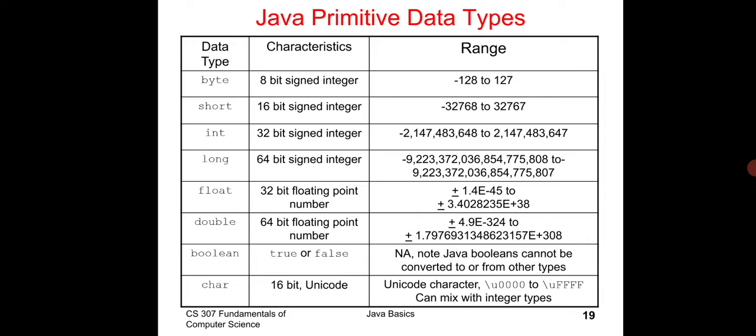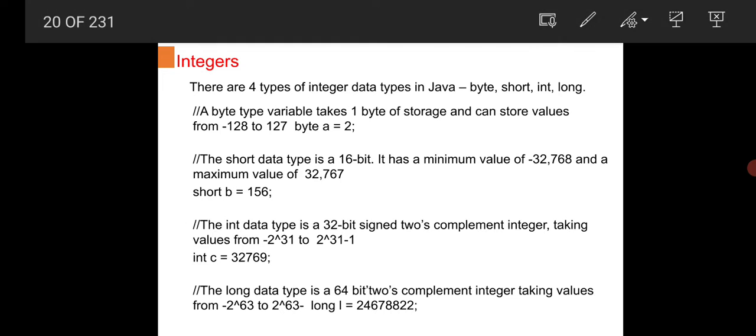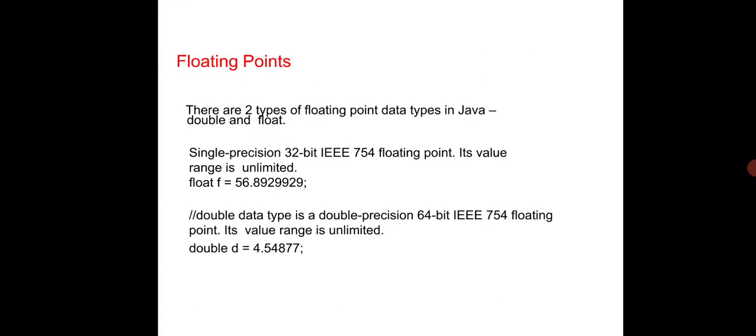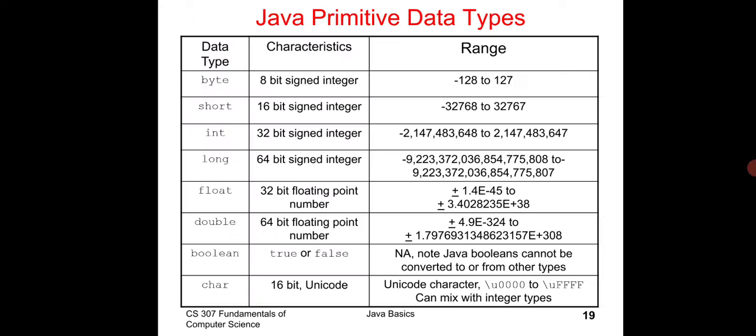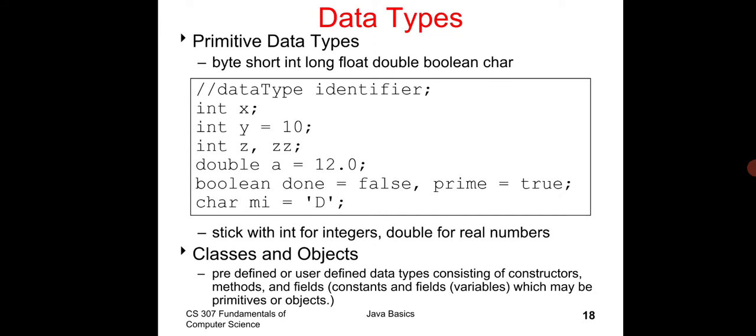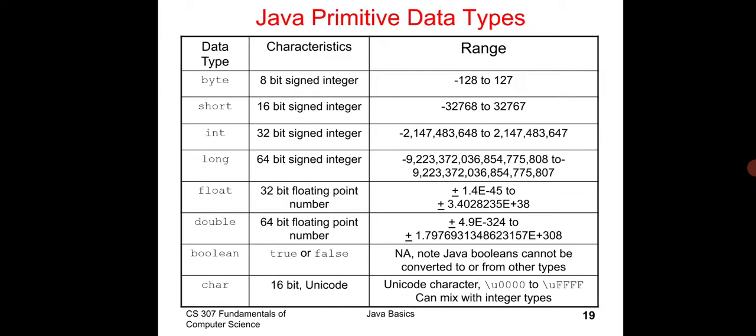Long is a 64-bit signed integer. Float is a 32-bit floating point number. Then double is a 64-bit floating point number. Boolean is true or false. Character has a 16-bit unique code, so any character can be represented by Java. This is one of the features of Java, Unicode. Next, these are all the data types.